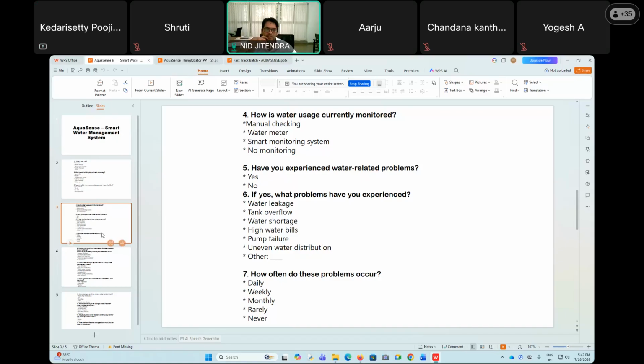So you're asking, how is water usage currently monitored? Have you experienced water related problems? Water related problems means what? You have to specify. So water shortage, water leakage, water unavailability, excess of water, or water distribution issue. You have to specify what problem.